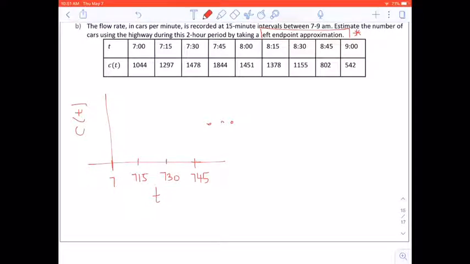And from here we have first interval is going to go from 7 to 7:15, and there was 1,044 cars. The next interval is going to go from 7:15 to 7:30, and there was 1,297 cars. And then the next interval again is even higher, and dot, dot, dot. You're figuring out these heights based upon the left endpoint. So from here we have the number of cars is approximately.